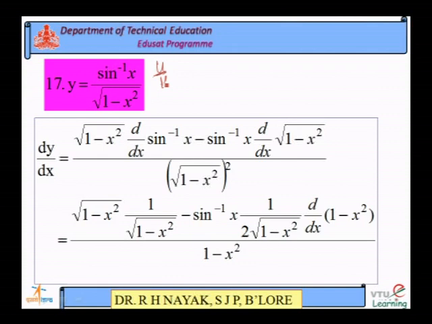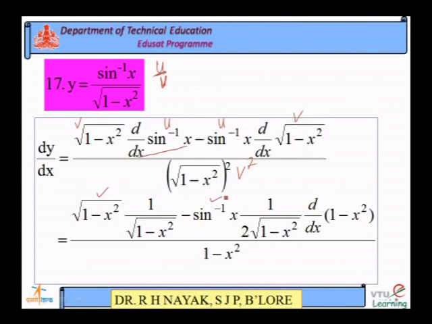Therefore, what does the quotient rule say? It is v into d by dx of u minus u into d by dx of v, divided by v square. Then keep 1 by root of 1 minus x square as it is. Differentiation of sin inverse x is what? 1 divided by root of 1 minus x square, minus, keep sin inverse x as it is.